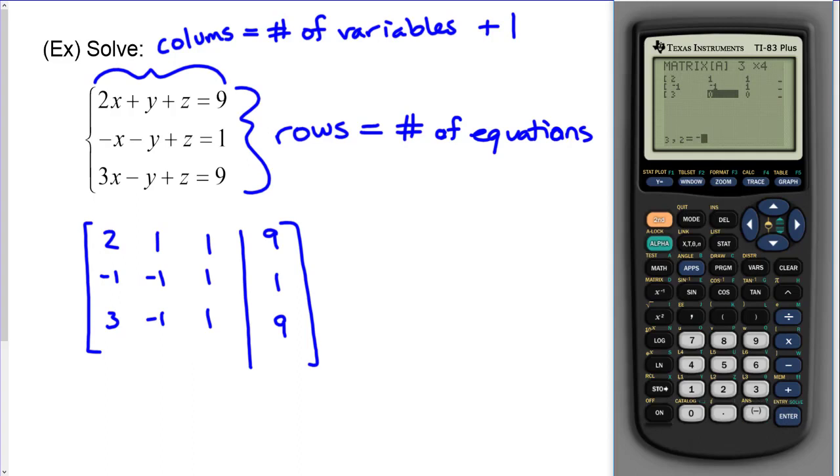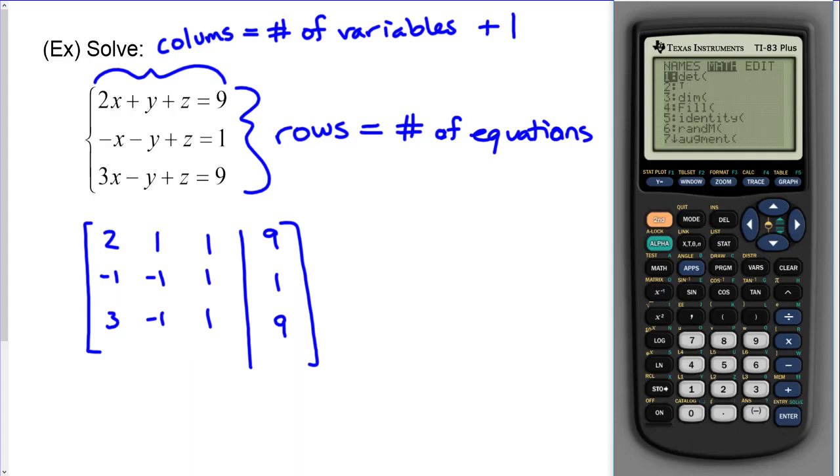3, negative 1, 1, and 9. Now that I've entered my matrix, I need to tell the calculator that I want to solve this matrix as a linear system. In order to do that, I'm going to quit out of the matrix editor by hitting second and mode. This brings me back to my home screen.